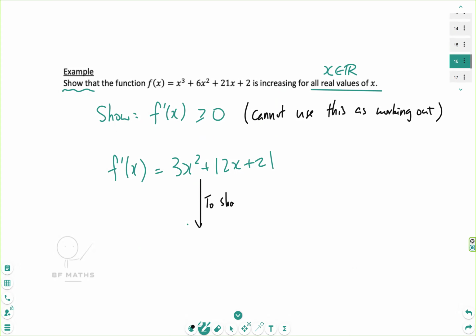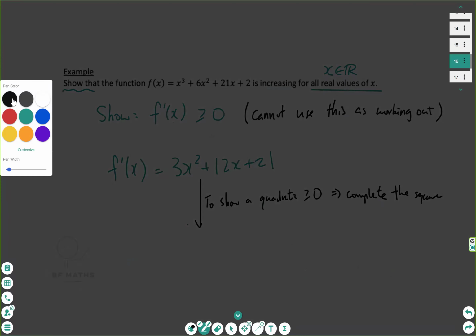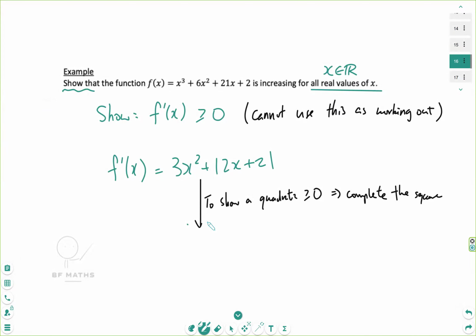To show a quadratic has to be greater or equal to 0, we complete the square. If you haven't seen this before, I'm going to show you once. You will need to practice it later on anyway. So what we'll do is complete the square.